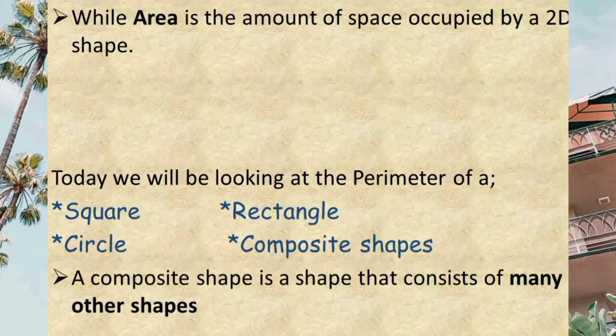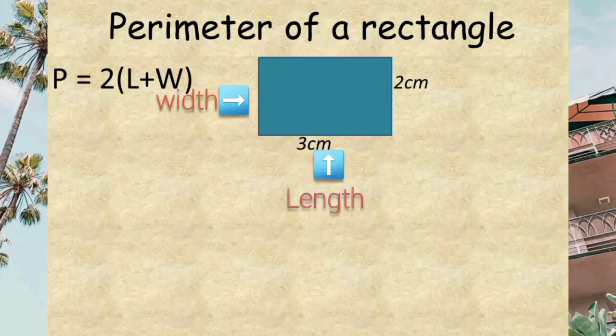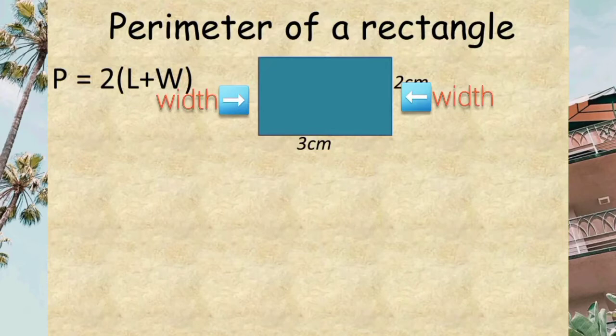Now let's start by talking about the perimeter of a rectangle. The perimeter of a rectangle is length plus width multiplied by 2. We multiply the answer we get from adding our length to our width by 2 because a rectangle has 2 lengths and 2 widths. Now let's find the perimeter of this rectangle over here.